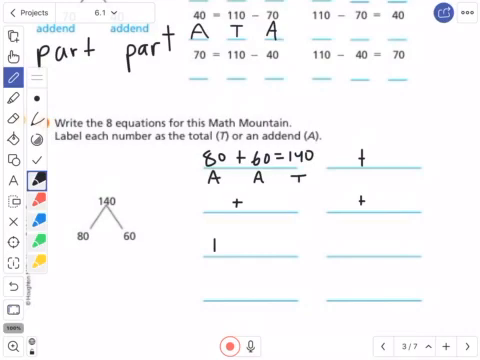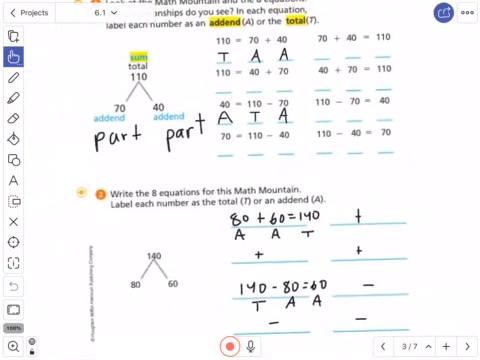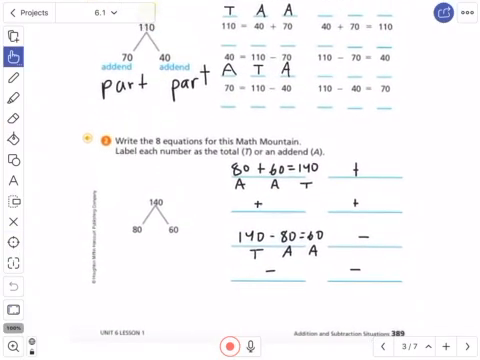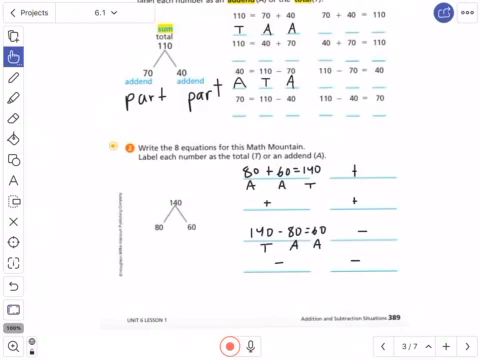Well, I could start off with 140 minus 80 equals 60. Okay, so it's my total. That's an addend, and that's an addend. And I have to do 3 more minus problems. Now, you can use some of those problems up above to help you figure out what the other ones are that you are missing. So I'm going to stop the video here. You'll work on this page, and then you can watch the next video to come and check your work. Have fun.